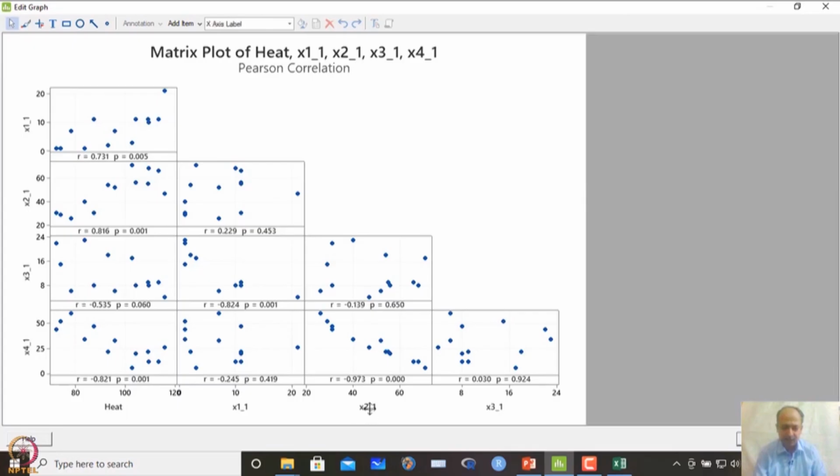Then similarly, you see a perfect relationship exists between x2 and x4. So, x2 and x4 are more or less perfectly correlated, and the R coefficient is a negative coefficient of 0.973. So, negative correlation exists between these variables. That means these two variables are highly correlated. Similarly, x1 and x3 are highly correlated.